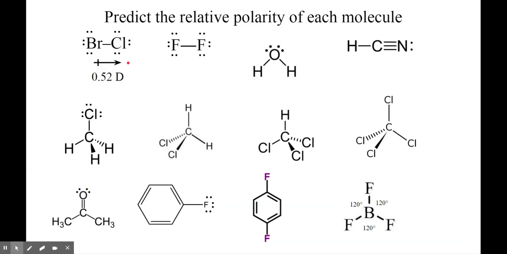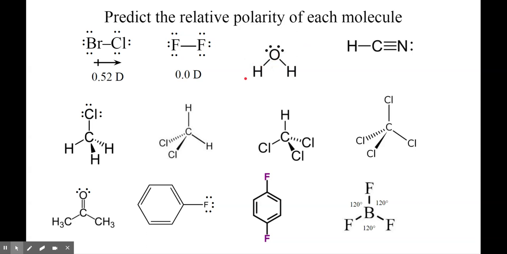So you could draw an arrow going to the right. I would not expect you to know that the value is 0.5. That's experimentally determined. Now, I might ask you to know the value for this one. So go ahead. What's the value? That's right. It's 0. Anytime it's bonded to itself, there are no polar bonds. The dipole moment is 0.